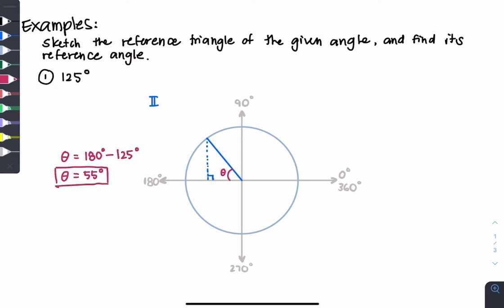So we could say that 125 degrees has a reference angle of 55 degrees, aka it's 55 degrees away from the x-axis. So if you want, you can change that theta to be 55 degrees.